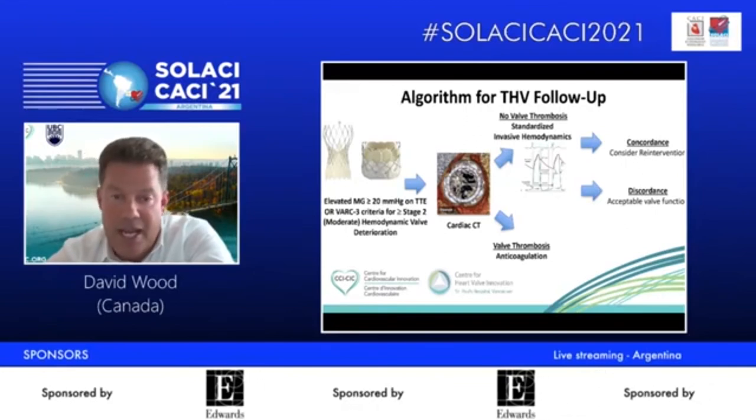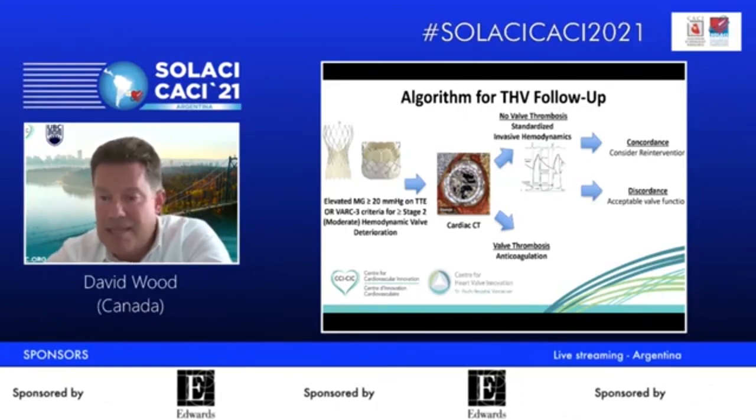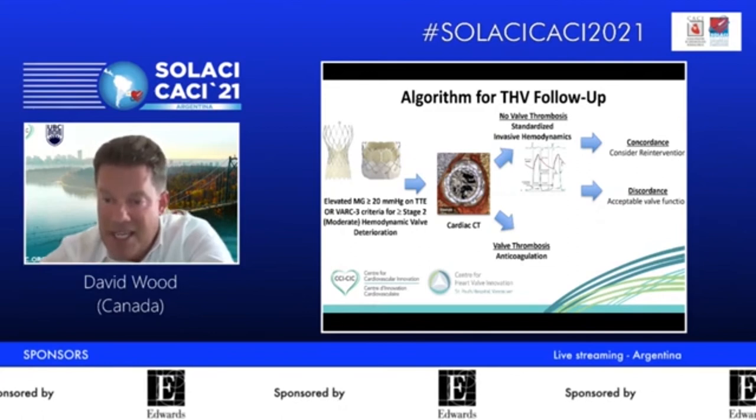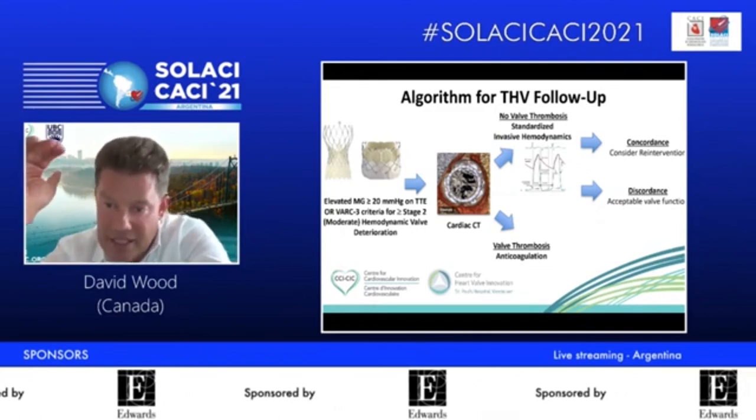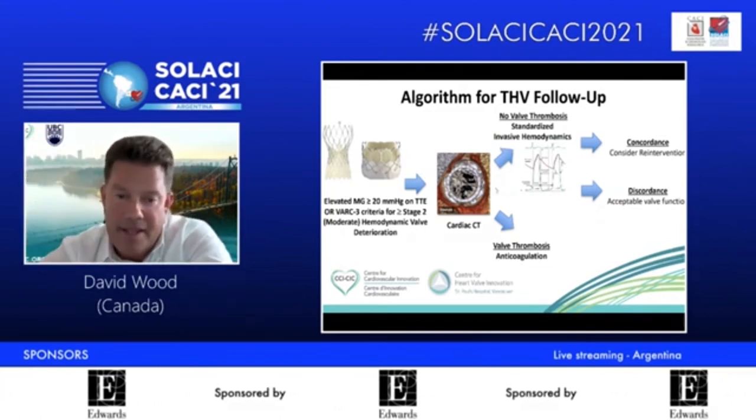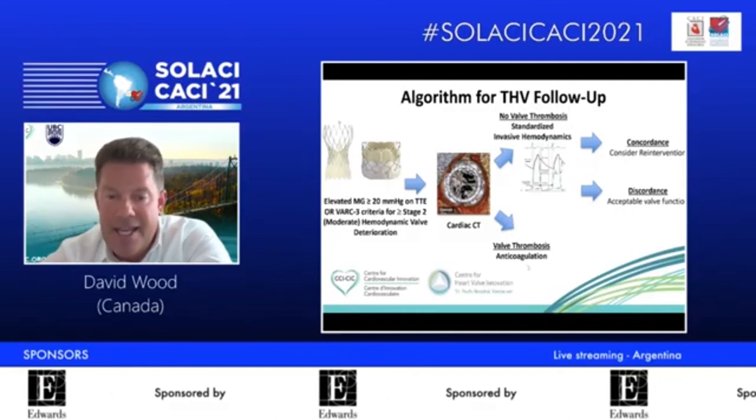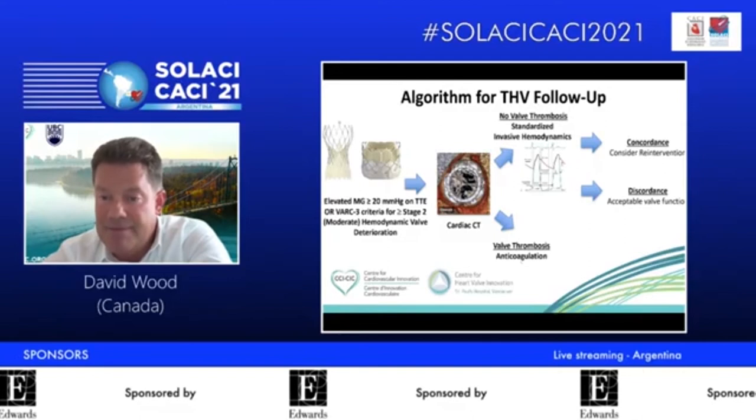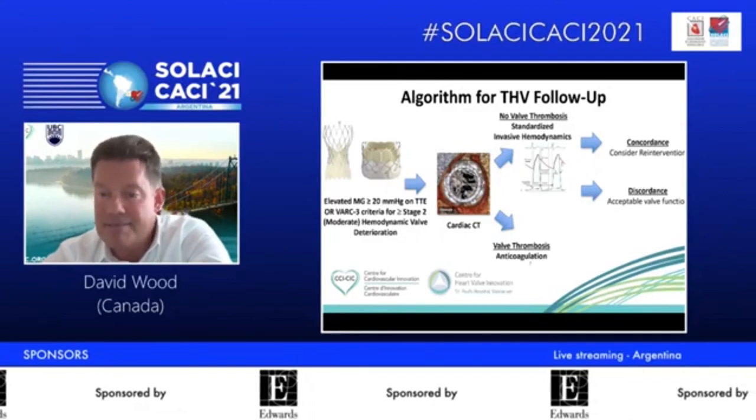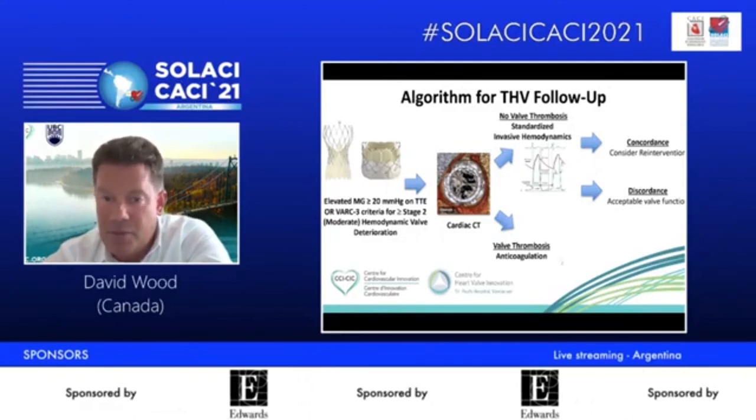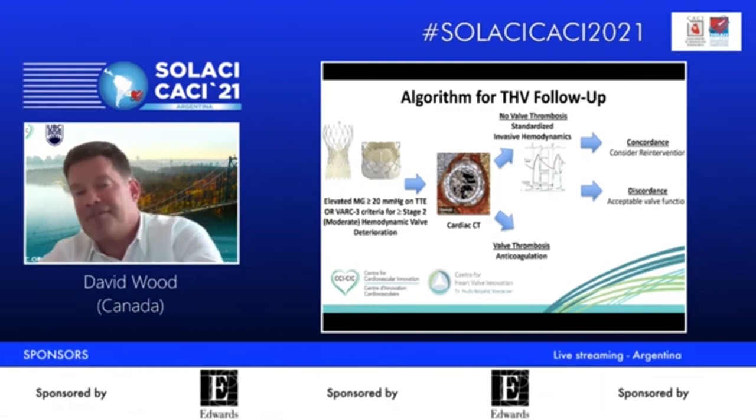We get a CT scan on all of them, and I can tell you after chatting with many people all around the world, that seems to be now the accepted next step. You've got an echo gradient that's elevated, you do a CT. If there's valve thrombosis, you're gonna put them on anticoagulation, and to your point, I think they might be on a different trajectory, and there might be worsening durability. We'll have to see what comes out in the wash.